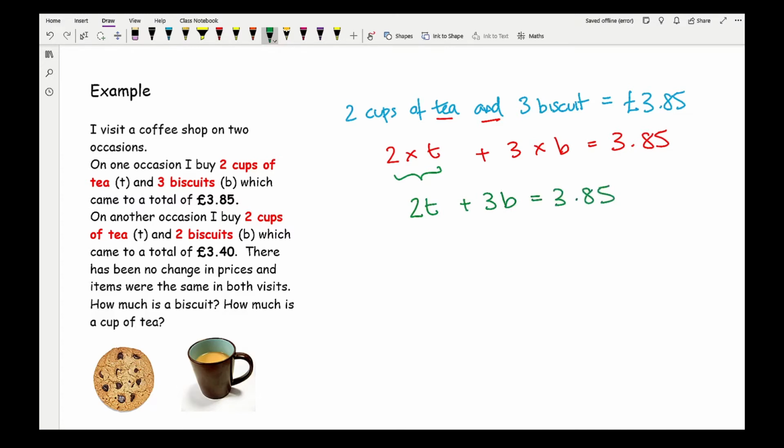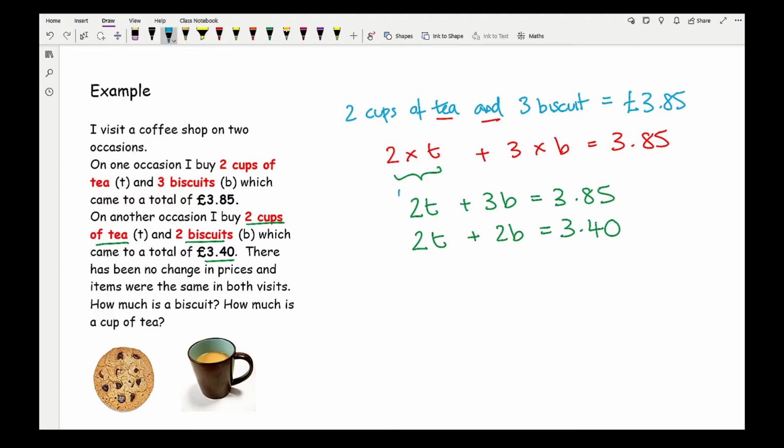Now, if I do the same for the second occasion, so I've got 2 cups of tea and 2 biscuits, and that comes up to £3.40, then what I've got is 2t plus 2b equals £3.40. So what I've done is translate the situation in the question using algebra. Now, if we look a bit deeper at what we're actually trying to do, we're trying to find the individual costs of 1 cup of tea and 1 biscuit.